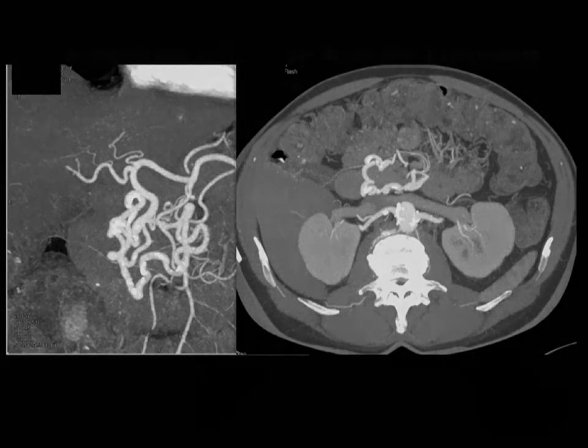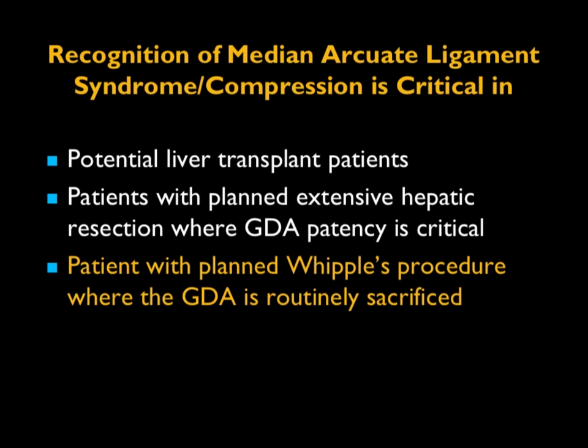Because of the GDA collaterals and how that surrounds the patient's pancreas, median arcuate ligament compression is critical in patients where you sacrifice the GDA. You're going to have problems. So patients with potential liver transplants, patients with planned hepatic resection, patients with planned Whipple's procedure. Usually the GDA is sacrificed, and if the GDA is the pathway from the collateral vessels from the SMA, you're going to have a problem if you sacrifice that vessel. So it becomes very, very important.